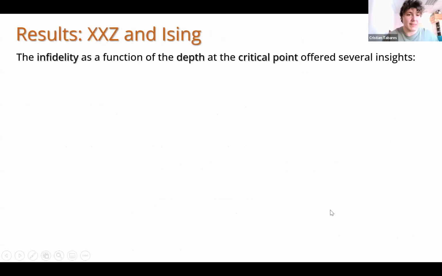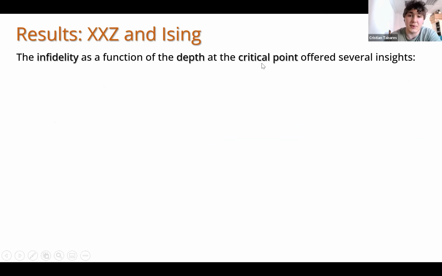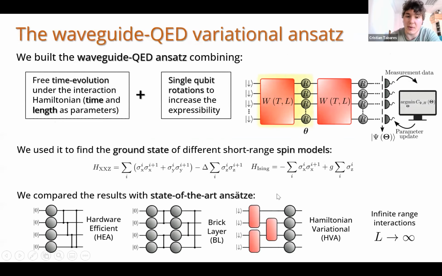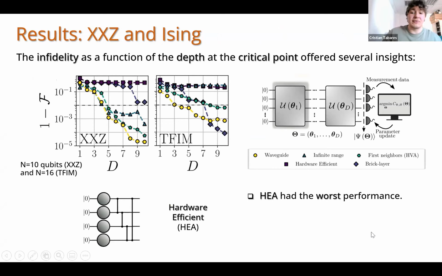So with just this, let me go briefly to our results. The first thing that we did, as I told you, was studying the XX model and the Ising model. We studied the infidelity of the quantum states as a function of the depth of the ansatz at the critical point. These models are critical, as most of you know, so we study them at the critical point. This is more or less our result, and here we see the following. First, the hardware-efficient ansatz has the worst performance, as you can see here. In general, this hardware-efficient ansatz is really bad.